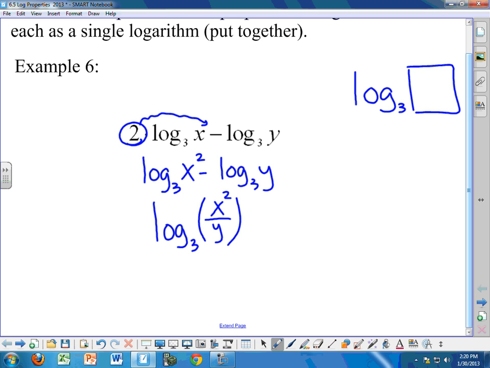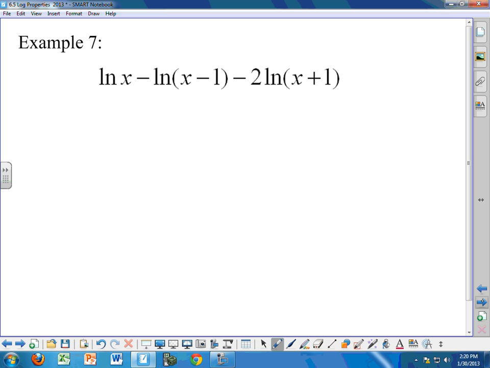Now if you put a parentheses around that, I'm perfectly happy with it. You don't have to, but that's fine. So it looks just like this. And we've combined all this into one logarithm. X squared over y is the term we're looking for. Now these things can go by pretty quickly, but other ones have some twists to them.